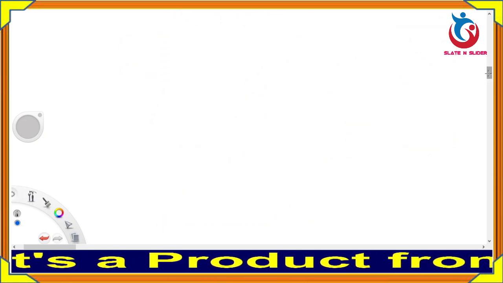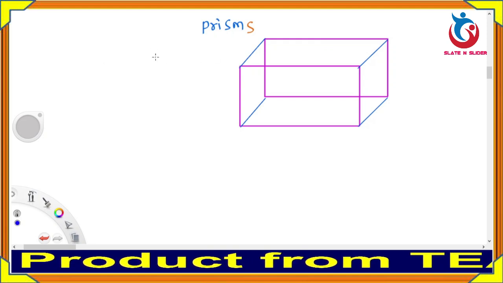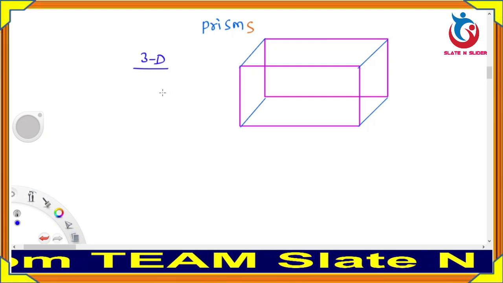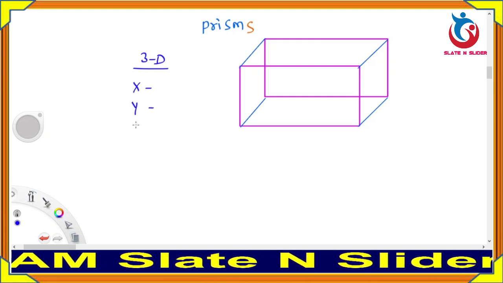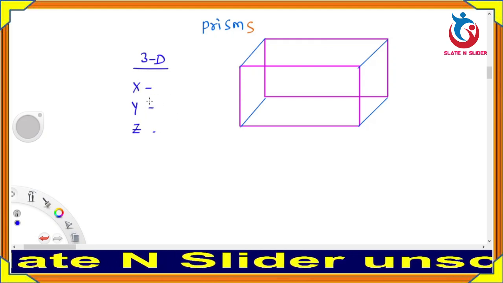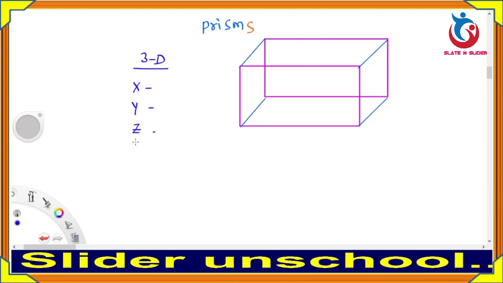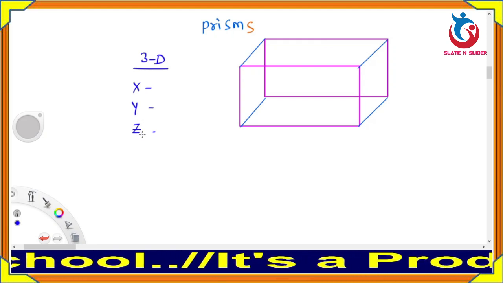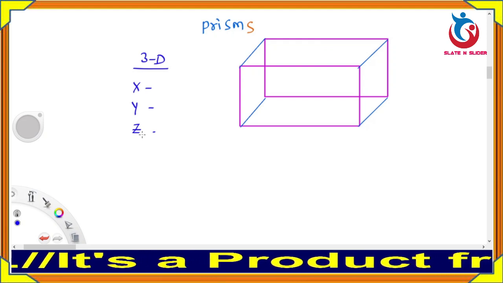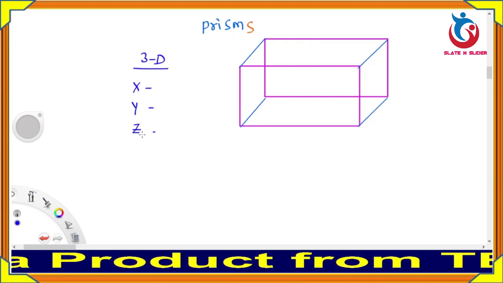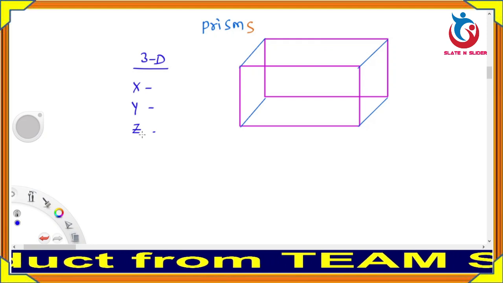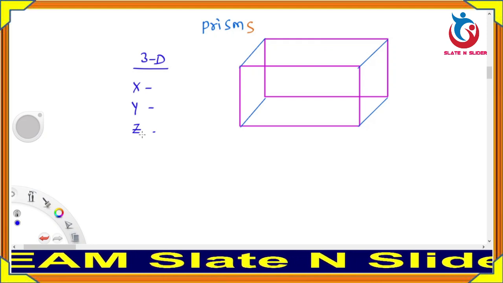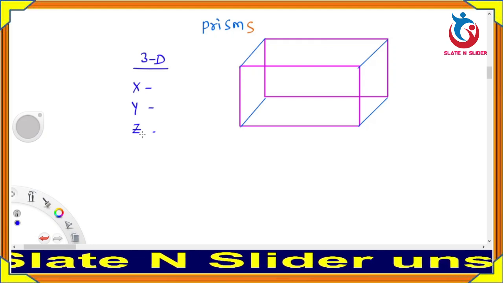And now let us discuss the prism. A prism is a three-dimensional figure because it has three dimensions: x axis, y axis and z axis. We already know the x axis and y axis. What is the z axis? Suppose you are standing on a floor, then you will have a length on the x axis and one more length on the y axis, but we can't find the height there. So if you take the z axis, then that z axis will denote the height.